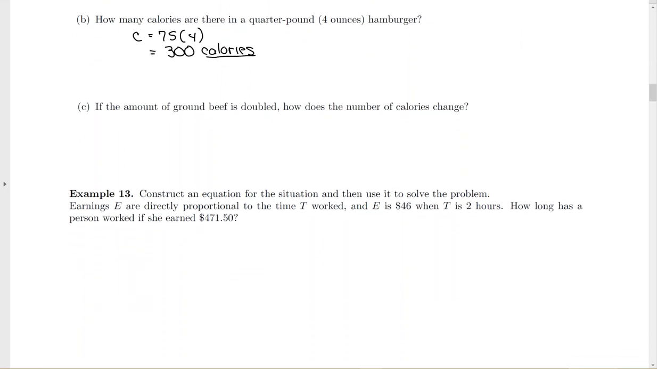For part C, if the amount of ground beef is doubled, how does the number of calories change? Wouldn't it be great if the number of calories wasn't as much, but not so with calories. If I double the amount of ounces, so let's just do that. We started out with 4. So if I double 4 ounces, I'm going to make it 8 ounces. So then guess what happens to your calorie count? That now becomes 600 calories. So that's just an example. So to answer this question, how does the number of calories change? Calories are going to double as well.